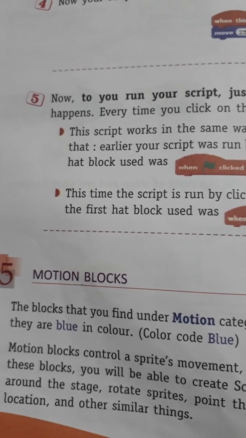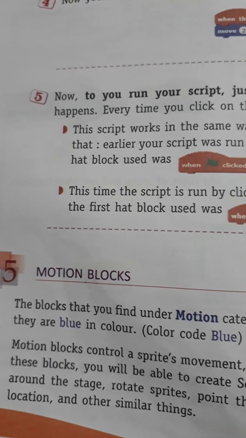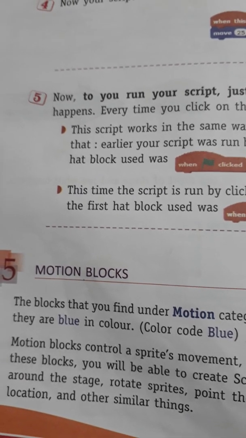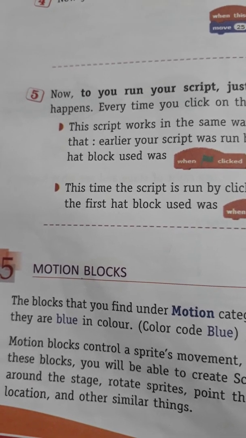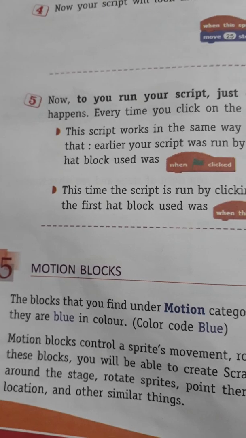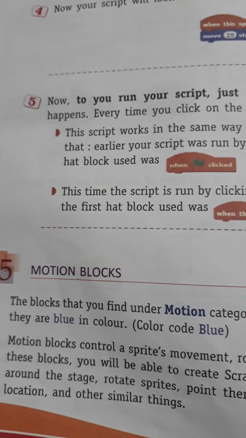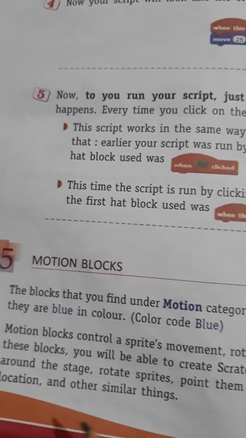All the commands and blocks that are used to make movement and rotation of the sprite on the stage remain in motion blocks. And those blocks are in blue color. Their color code is blue. So let's see motion blocks.